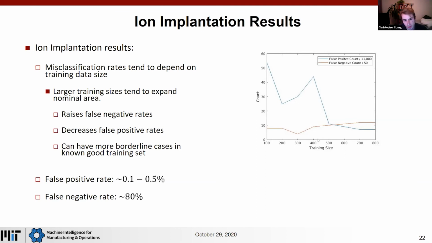In general, the false positive rates were around 0.1 to 0.5%, which is pretty good. But the false negative rate, this should say 20%, was about 20%. So there were about 11,000 true negatives, and we misclassified at most maybe 50 of those, and there were about 50 true positives, and at most we misclassified about 10 of those.